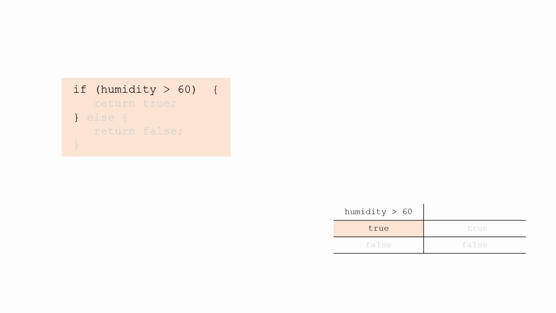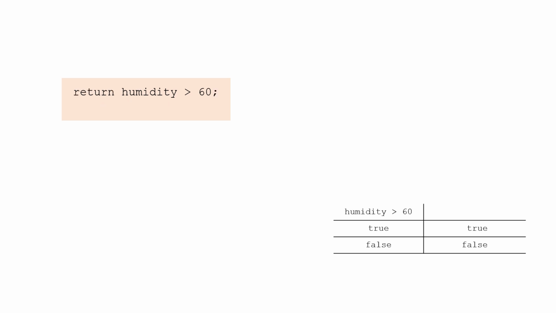First of all, it checks whether humidity is greater than 60 or not. If this condition is true, the program returns true. However, if this condition is false, the program returns false. So we can see that overall, the program returns the value that the condition evaluates to. If the condition is true, the code returns true, otherwise it returns false.